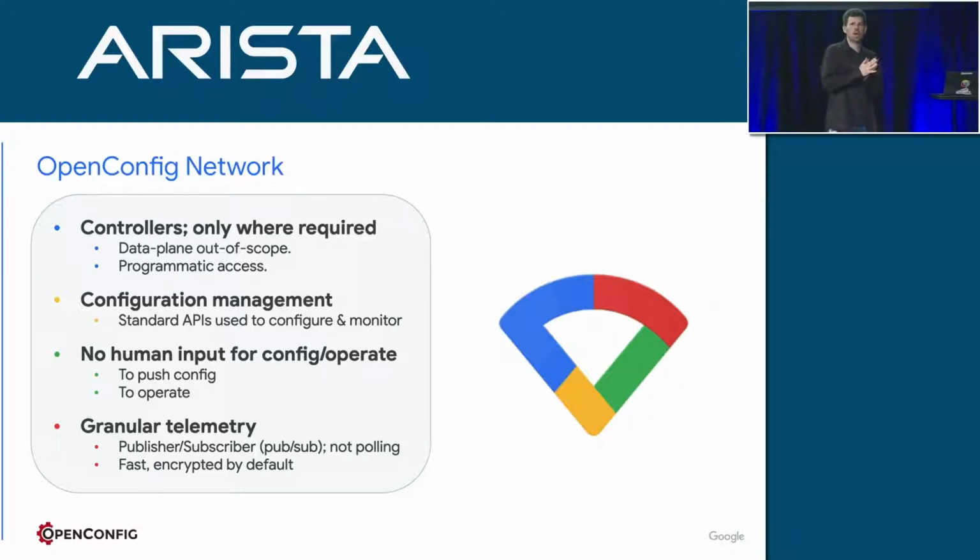And same with operations. It's machines getting telemetry, sticking it in a database, and then we build our graphs. So we teach our operations and our engineers how to troubleshoot Wi-Fi, not how to troubleshoot Cisco or Aruba or anyone else. There's no training books on specific vendor implementations. It's just Wi-Fi at the end of the day, right? So that's how we monitor and that's how we deploy. Granular telemetry I already touched on. It's a pub/sub model, not polling, fast, encrypted by default.